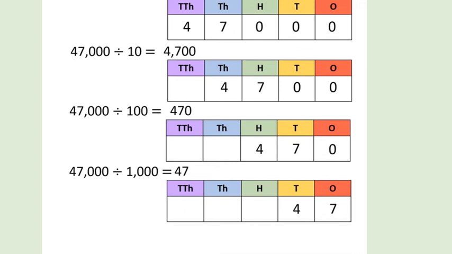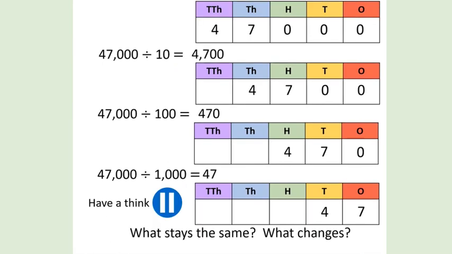On the place value grid, you might be able to see a pattern. Can you think what the pattern might be? Now have a think about these questions. Looking at the place value grids, what stays the same and what changes? You might want to stop the video and have a little think about it before we move on.